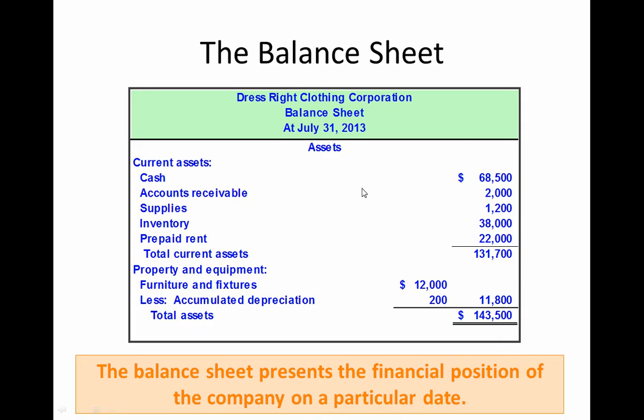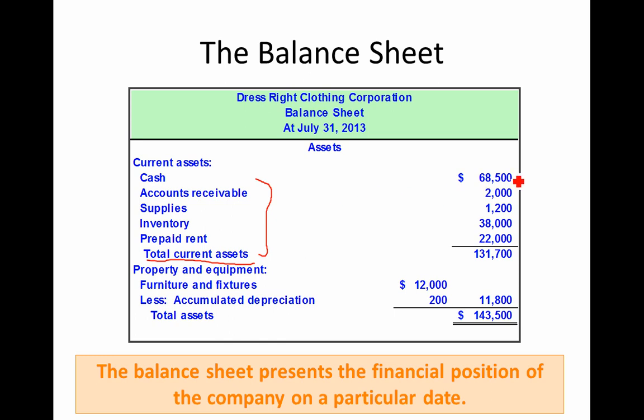So here is our balance sheet. It begins with our assets, and this format is known as the classified balance sheet. In the classified balance sheet, we break out the totals for current assets. Out of the total assets, current assets are those assets that we will convert to cash or use up within the next operating cycle, which is typically 1 year.